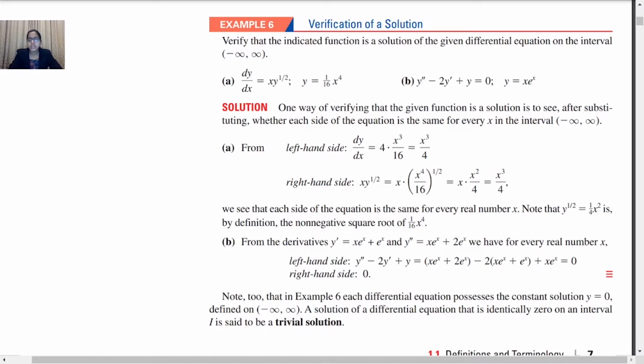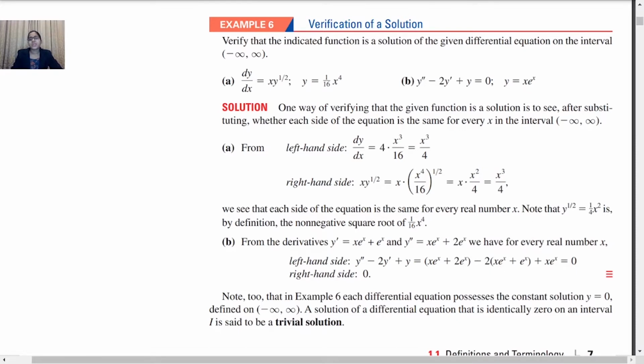So we can see that this is x into e raised to x plus 2 e raised to x minus 2 into y dash, that is x into e raised to x plus e raised to x plus x into e raised to x. So x into e raised to x minus 2x e raised to x plus x e raised to x, that is becoming 0. All x into e raised to x gets cancelled. Then we have 2 into e raised to x and minus 2 into e raised to x. So that is also 0.